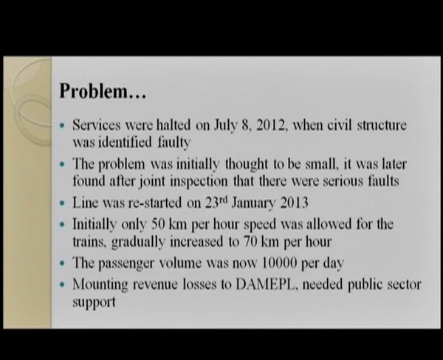Services were halted on July 8, 2012 when the civil structure was identified faulty. The problem was initially thought to be small. It was later found after joint inspection that there were serious faults. Line was restarted on 23rd January 2013. Initially only 15 km per hour speed was allowed for the trains. Gradually this was increased to 70 km per hour. The passenger volume was now 10,000 per day. Mounting revenue loss to DAMEPL needed public sector support.